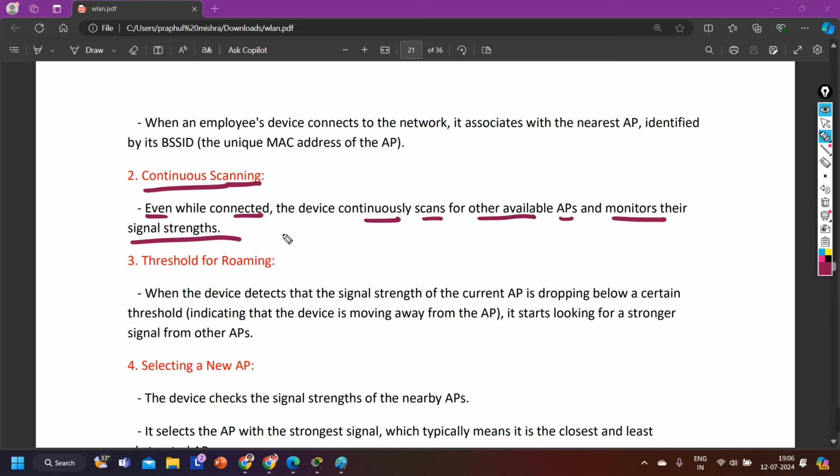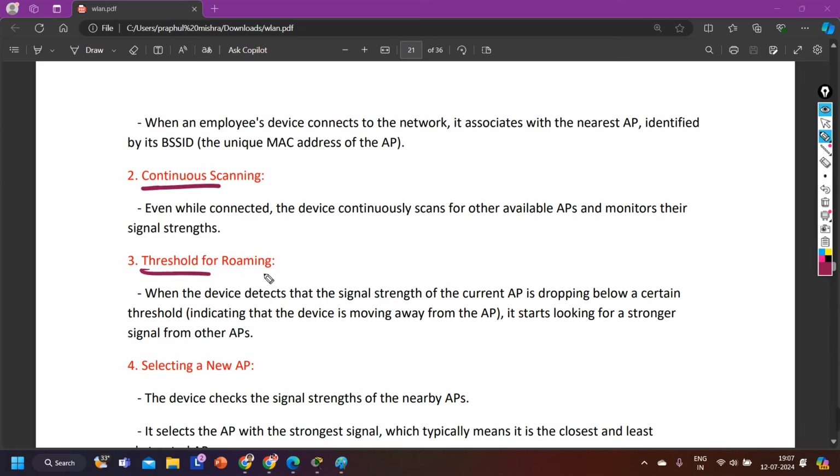So as you know, how does a client machine monitor signal strength, guys? With the help of RSSI, received signal strength indicator. It is scanning for other available APs and it is going to compare the signal strength with the help of RSSI. We talked about RSSI in the previous video, or maybe we will discuss more about RSSI in upcoming days, right? So hope this is clear that whenever a device is connected with an AP, it is also scanning for other available APs and monitoring their signal strength.